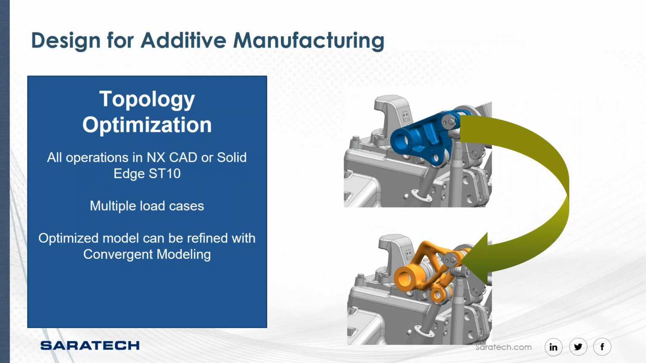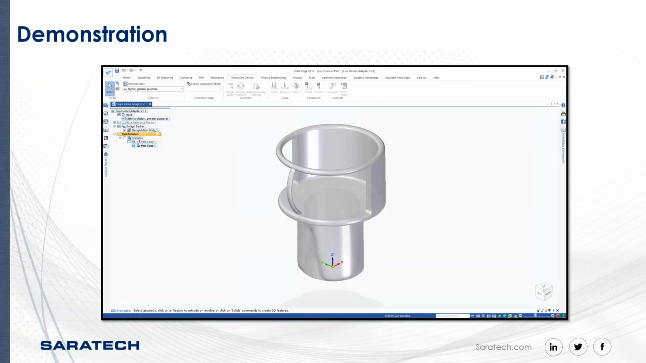So design for additive manufacturing. Again, I'm kind of tying these two things together, the topology optimization, generative design with additive manufacturing. All operations are in NX CAD or Solid Edge ST10. There is a capability within NX CAD, but I'll be showing it today in Solid Edge. You have the ability to create multiple load cases, and the optimized model can be refined with Convergent Modeling. We have a single demo here.